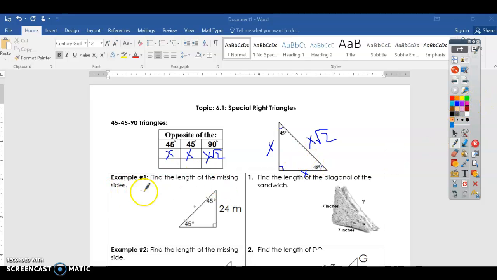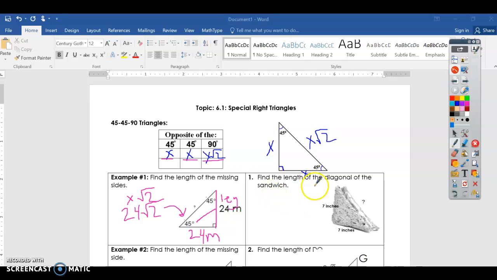So find the length of the missing sides. Since this side is 24 meters, this is a leg, and I know that it's a leg because it's across from the 45-degree angle. So that means that this leg is also 24 meters. And based on this, if the legs are x and x, that means the hypotenuse is x square root of 2, and x is 24, so 24 times the square root of 2 is going to be the length of the hypotenuse.